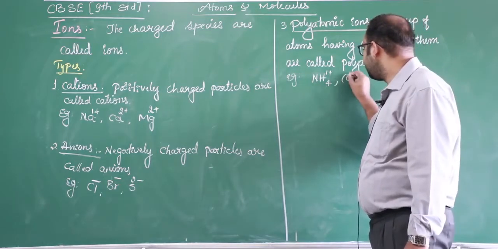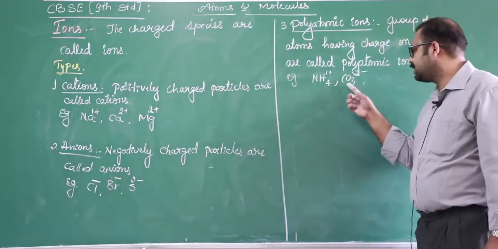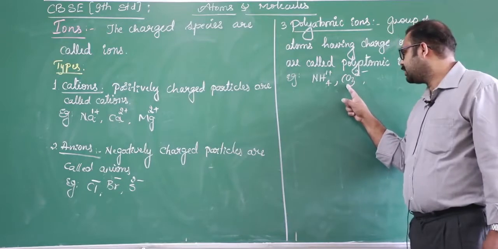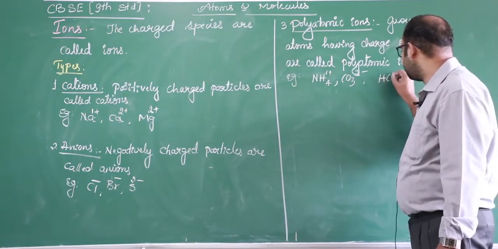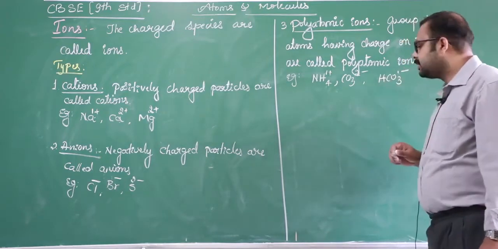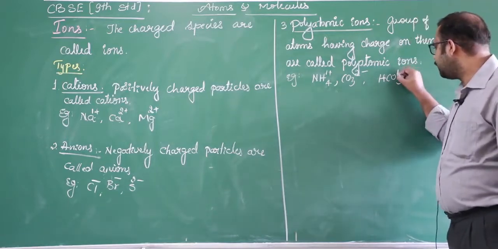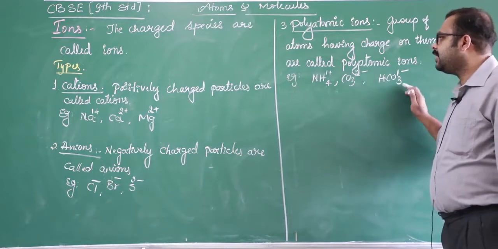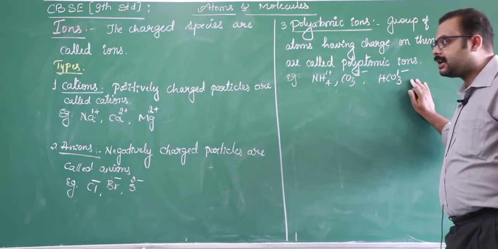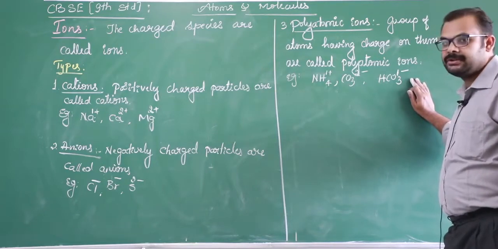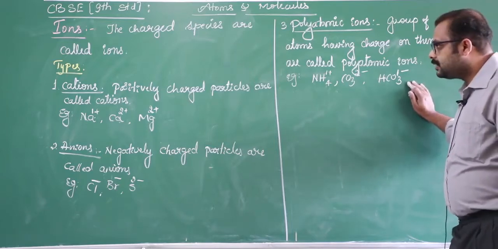Similarly, CO3 2-. Here also it consists of two elements, carbon and oxygen, having charge 2-. Like that, one more, HCO3-, which consists of three elements and has a charge of 1-. So if ions consist of two or more atoms and have charges, either positive or negative, they are called polyatomic ions. So these are about ions.